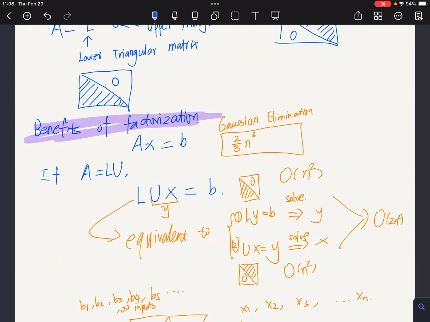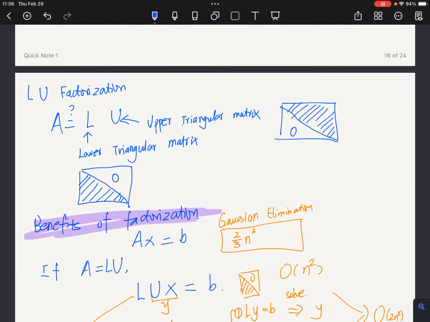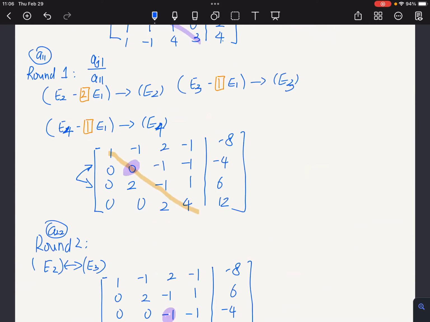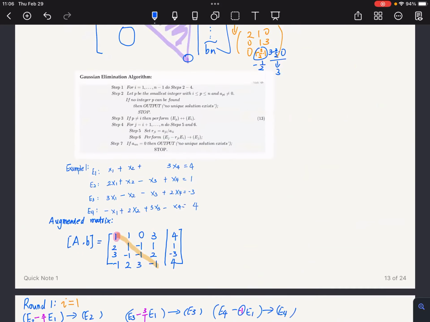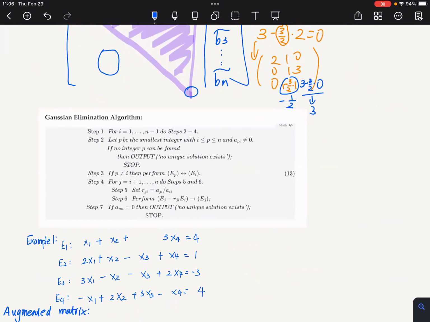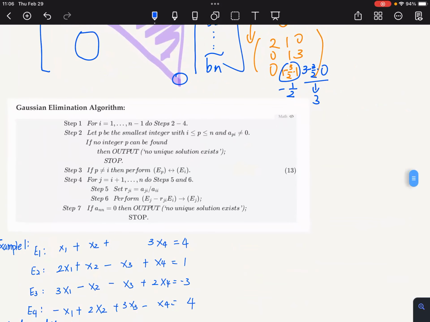Why do we have 2/3 n cubed for Gaussian elimination? I'm going to go back to the Gaussian elimination to take a look at what operations we need, and count the operations we need to do. First of all, for each i, we do step 2 to step 4, and then step 5 is the divisions.